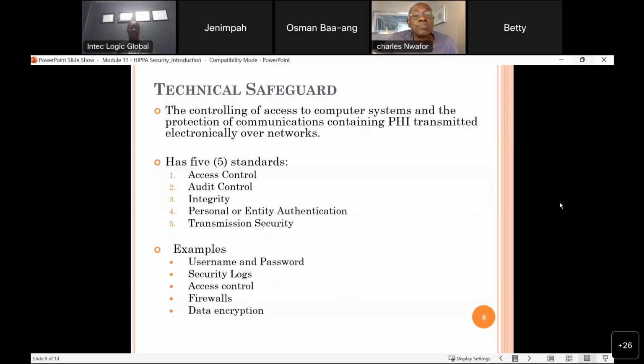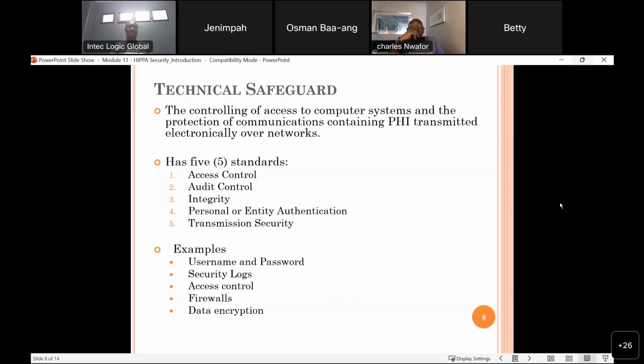Audit control, integrity, personnel or entity authentication, then transmission security, right? So these are the 5 standards. We'll go deep into that. This is just giving you a highlight. Examples are username and password. It's a logical access. Before you log into your computer, you require a username and password. Security logs. Anytime you use a system, it should be able to generate logs, right? It keeps records, right? Access control, right?